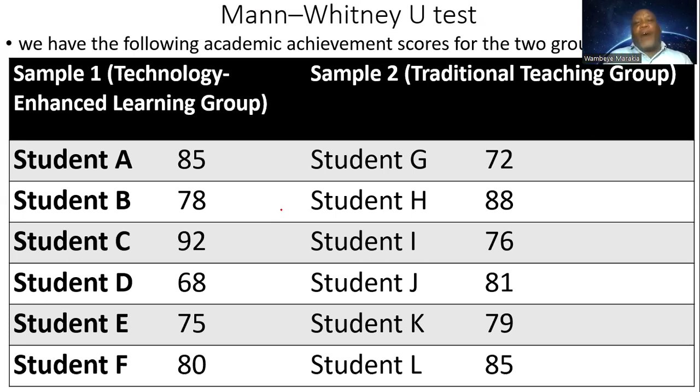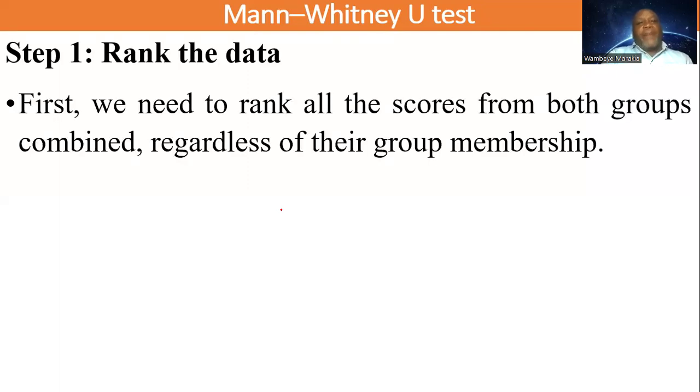Now I will move on to use the Mann-Whitney test to compare the two groups and see whether there is a difference in the performance of the two methods. Because I now have the achievement for students from both groups, I will rank the data. That's step one: first we need to rank all the scores from both groups combined, regardless of their group membership.